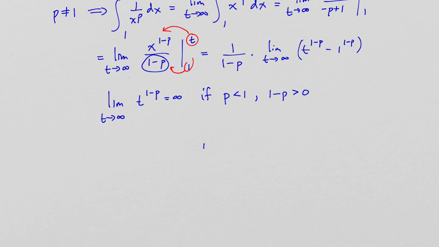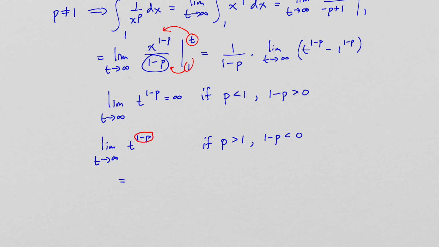What happens if p is greater than 1? Well, if p is greater than 1, then 1 minus p is a negative number because you are subtracting a number bigger than 1 from 1. In this case, we have the limit as t goes to infinity of t to the 1 minus p. Well, what is this equal to? Well, let's think about it. If 1 minus p is a negative number, that means that this power is negative.